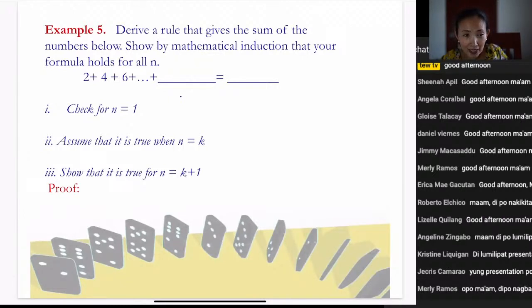I did not supply the general form. See? I purposely left this blank because I want you to derive the general form of these numbers. It's a linear function yan, ano? And I want you to derive a formula also that gives the sum. So after deriving a formula that generates these numbers, I want you also to derive a rule that gives the sum of these numbers and then prove by mathematical induction. So, go through the 3 steps.